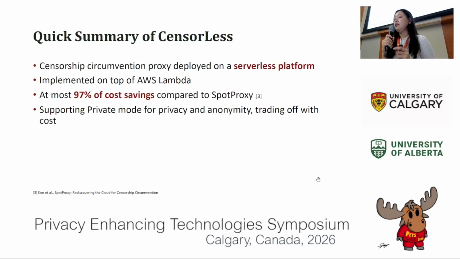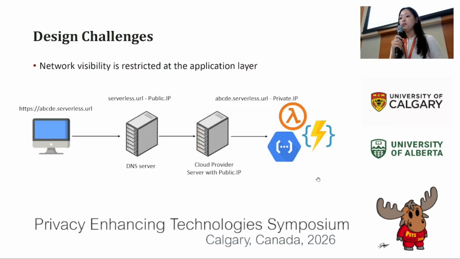We implemented CensorLess on top of AWS Lambda. We also compared it with Spot proxy, which is the least-cost censorship circumvention tool that uses Spot instances to save operational cost. We saved the cost by 97%. However, vanilla CensorLess throws away privacy and anonymity for the maximum cost saving, so we additionally support a private mode, trading off with cost. However, this private mode still saves 63% of the cost compared to Spot proxy's least-cost configuration.